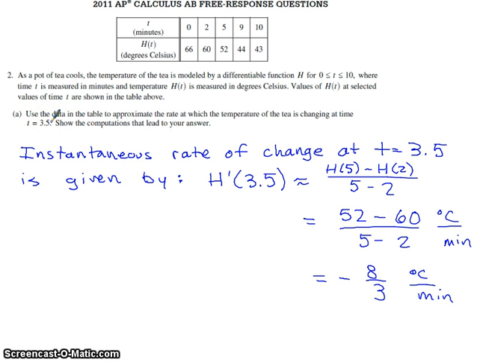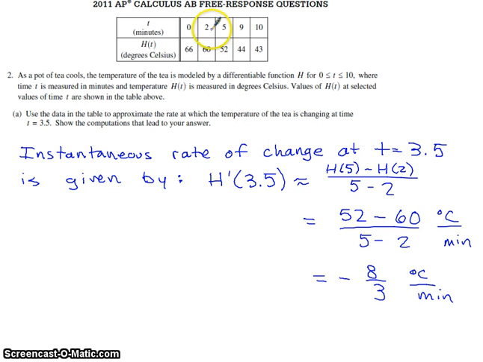So a lot of the other times when we've had tables of values and we've been asked to estimate a rate of change or the value of a derivative, you would have to realize that in this case, when they ask for a rate, that's going to indicate the derivative at this t value. So if we want to estimate this derivative at 3.5, we can't find it because we don't know what h of t is, but we can estimate it with the slope of a secant line.